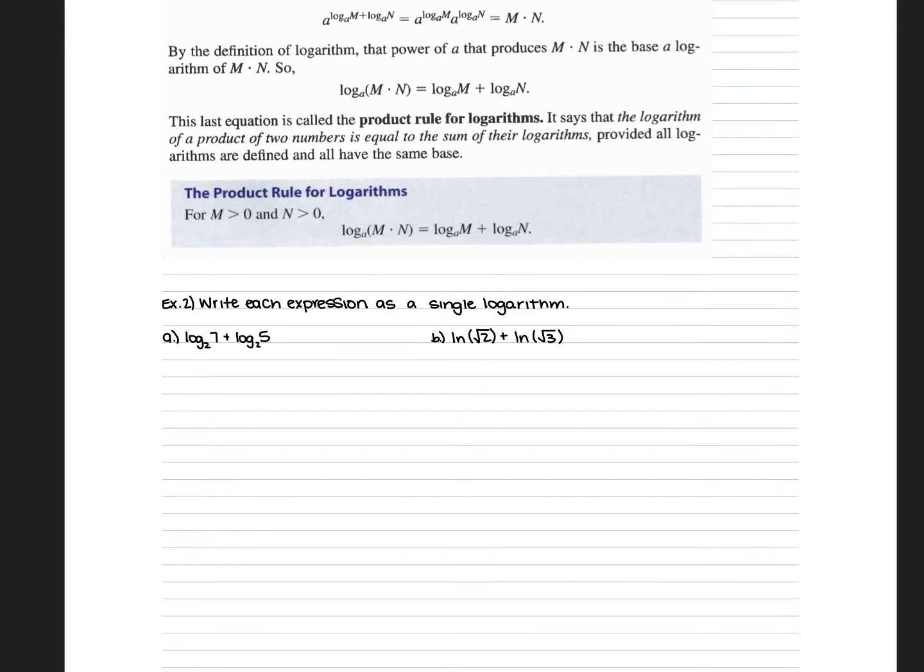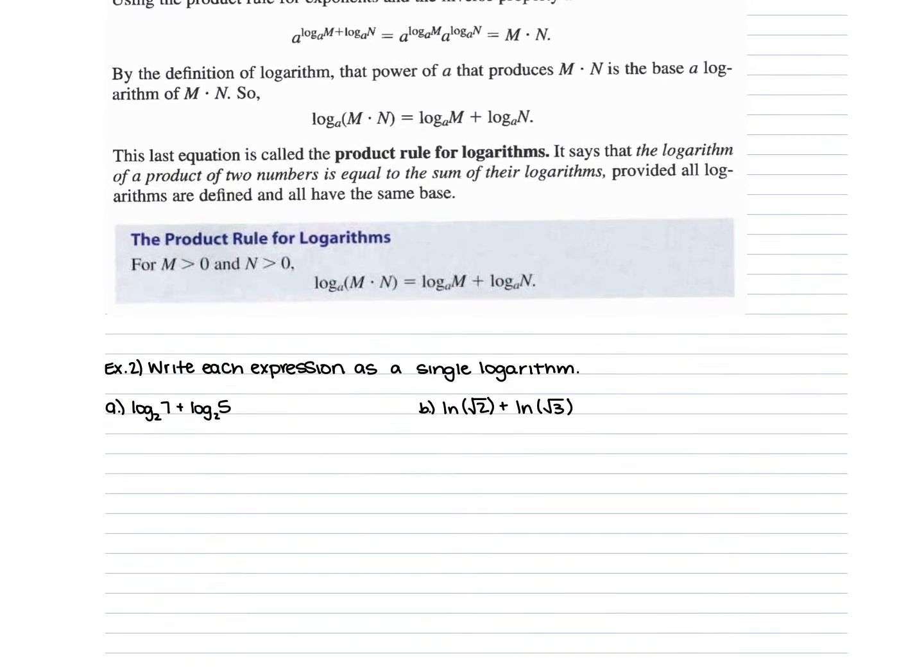For example 2, we're writing each expression now as a single logarithm. When we're working with addition of logs, it represents multiplication. So as long as there's a plus sign between 2 logs or 2 natural logs with the same bases, you can keep the log of that base and multiply the whole numbers, as long as, again, there's addition between the two.